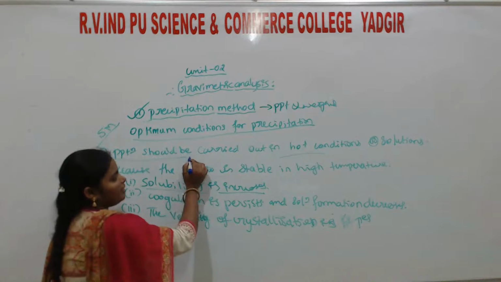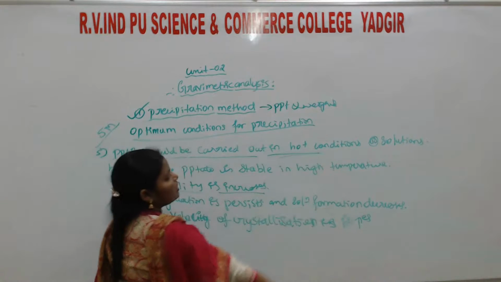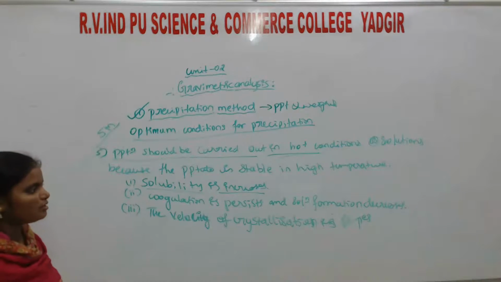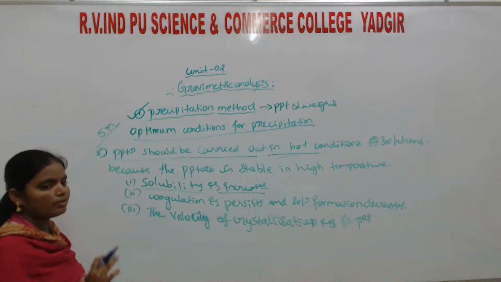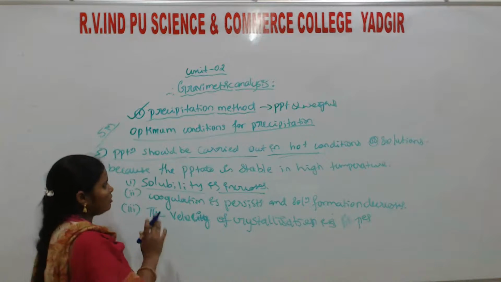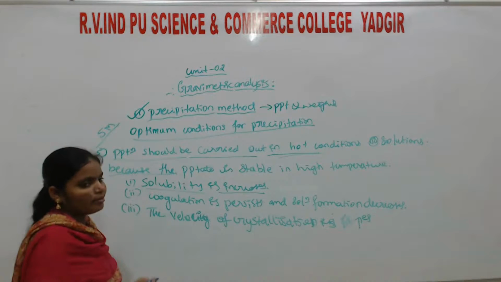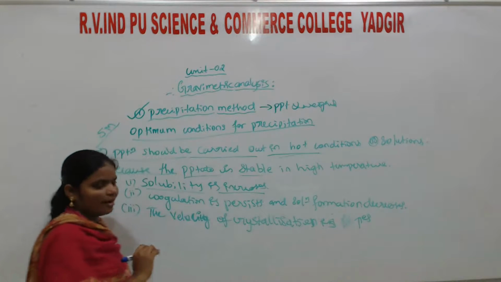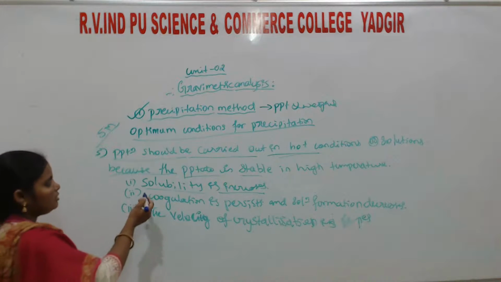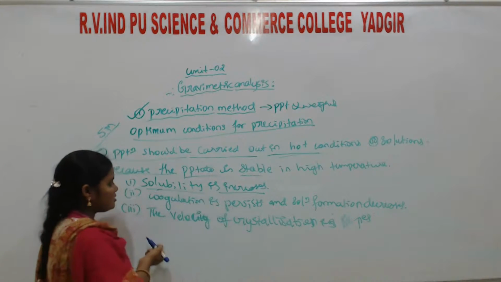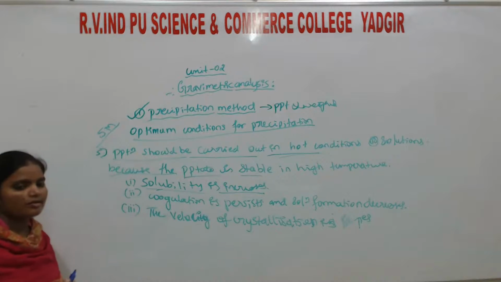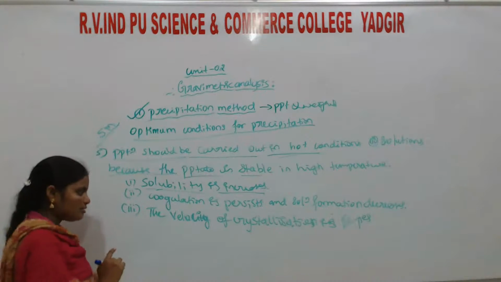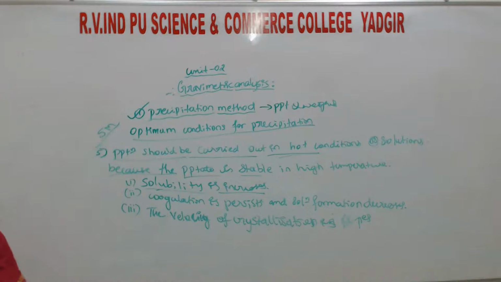Precipitation should be carried out in hot condition, when your solution is hot, not at room temperature. In hot condition, you add the precipitating reagent. The precipitate is stable at high temperature because the solubility increases, coagulation persists, solution formation decreases, and the velocity of crystallization increases. This is the fifth point. Next, the sixth one.